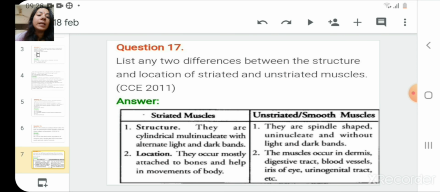structure of that muscle. That is, they are cylindrical, multinucleated with alternate light and dark bands, which gives them the appearance of striations. In case of smooth muscles or unstriated muscles, they are spindle shaped, uninucleate and without light and dark bands. The location of striated muscle is mostly attached to bones and helps in movement of the body. Whereas in case of unstriated or smooth muscles, these muscles are present in dermis, digestive tract, blood vessels, iris of eye, urogenital tract, reproductive system, etc.